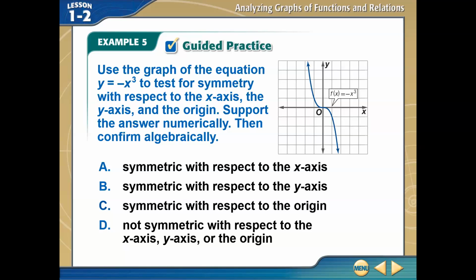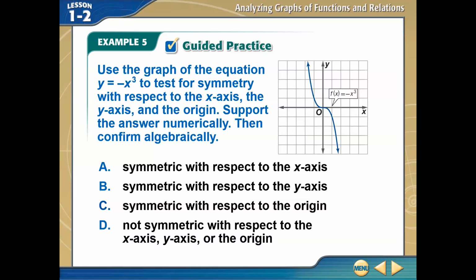So once again, on this question, I've given y is equal to negative x cubed, and I want to test for symmetry. Graphically, I'm going to eliminate some. So y-axis symmetry is not there because if I were to flip this graph over the y-axis, this part would come here, this part would come here, they wouldn't overlap. X-axis is the same thing. So I think that this has symmetry about the origin.